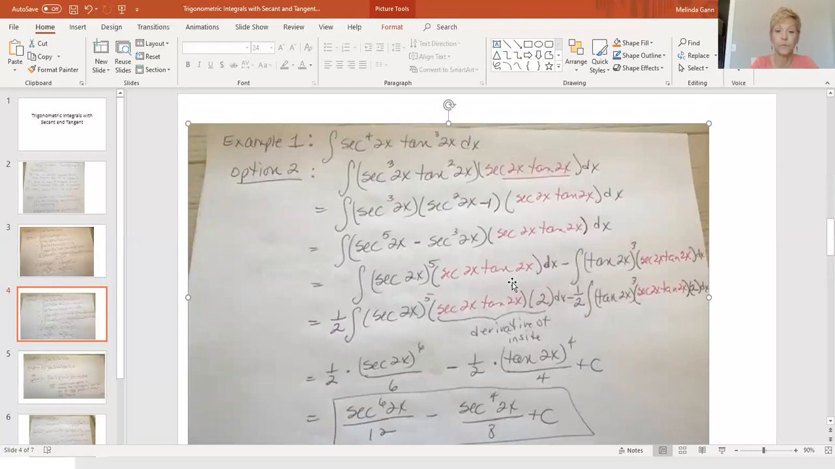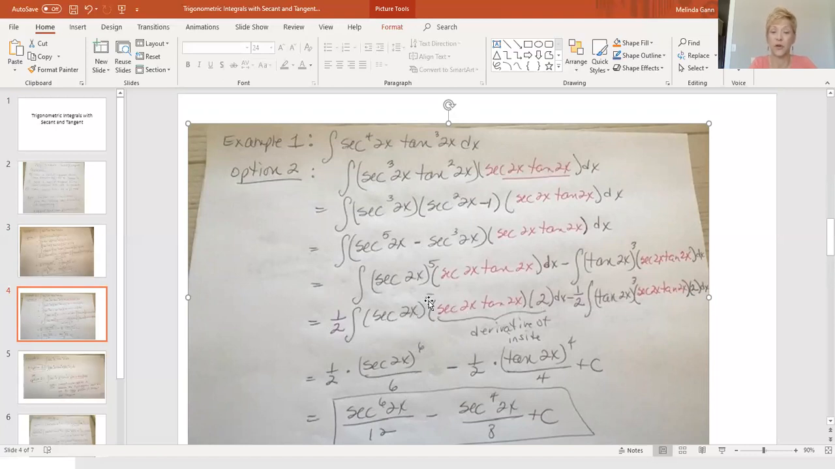Now remember, this secant 2x, tangent 2x is going to be the derivative of the inside, all right? But I'm missing still the derivative of my angle 2x. So the derivative of 2x is 2, so if you multiply by 2, you got to multiply by 1/2 out here. Similarly, if you multiply by 2, you got to multiply by 1/2 over here. So just notice, this secant 2x, tangent 2x times 2 is just the derivative of the inside, okay?